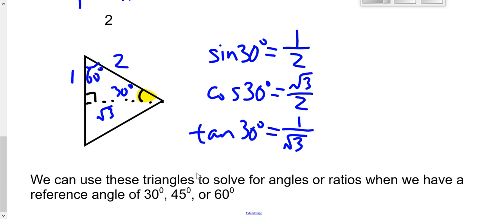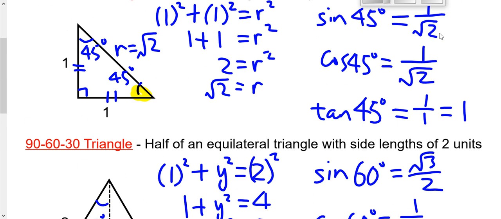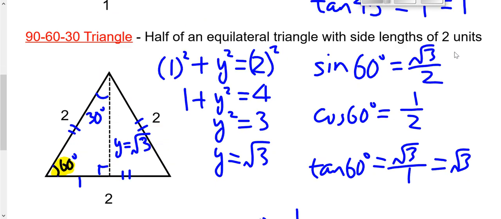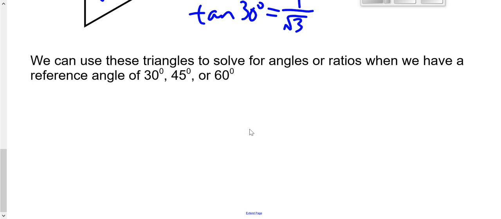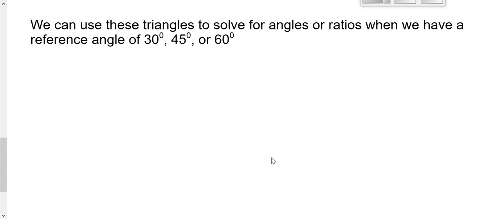Now we can use these triangles to solve for angles or ratios when we have a reference angle of 30, 45, and 60 degrees. Don't worry, you don't have to memorize all these numbers. Indeed, if you are, quotation marks, fortunate enough to have me for Math 30-1, I will show you a quick way to memorize all these numbers. But even if not, you don't have to memorize all this. Instead, I'm going to show you this. I'm not going to teach you a shortcut method because otherwise you wouldn't pay too much attention here.